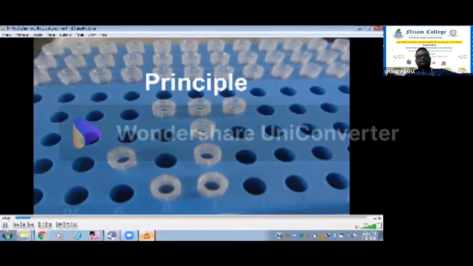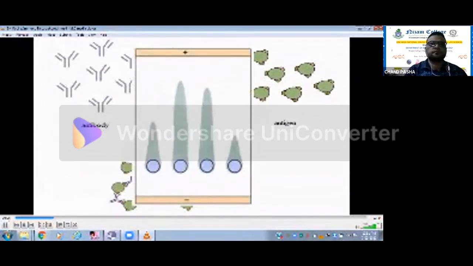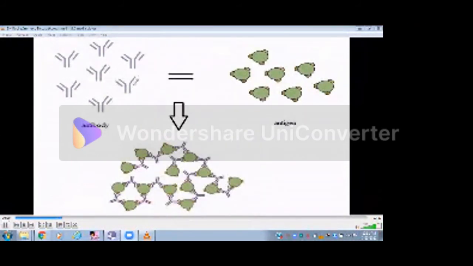Principle of this technique is immunodiffusion and electrophoresis. Antigen and antibody move towards each other. It is immunodiffusion. When it reaches the equivalence point, they precipitate by forming an antigen-antibody complex. To increase the rate of reaction, this complex is subjected to electric current. This is electrophoresis.